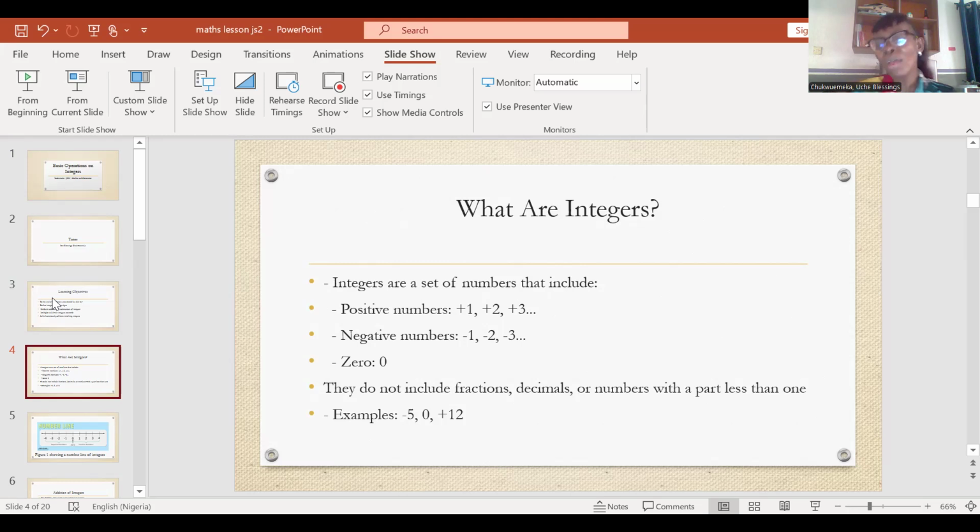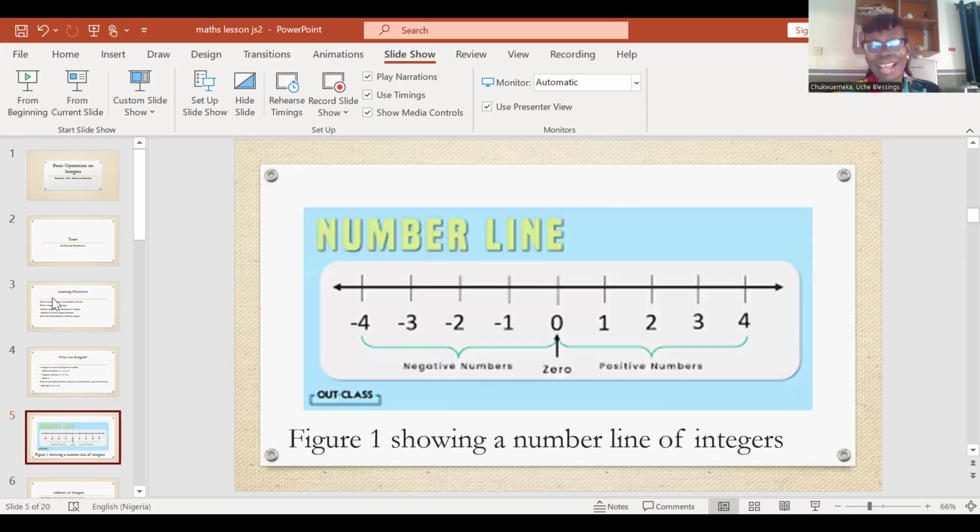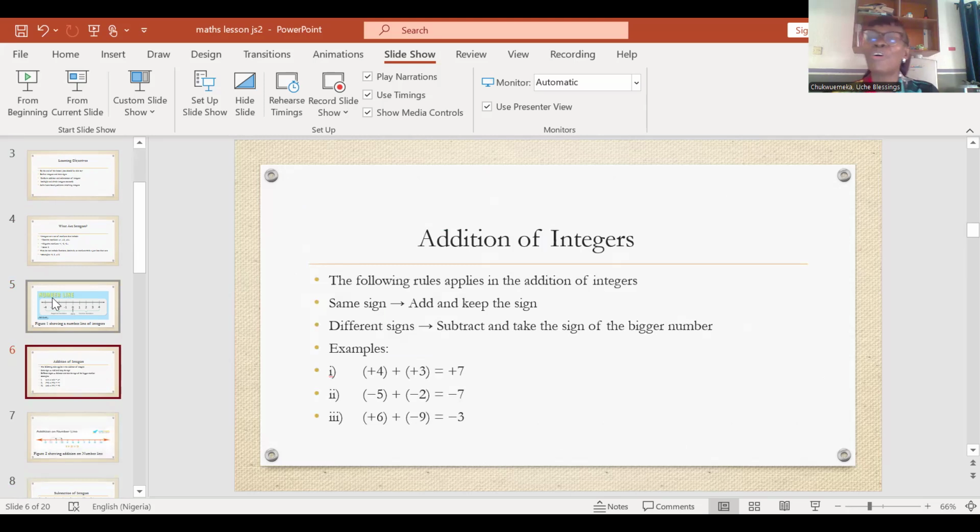What are integers? Integers are a set of numbers that include positive numbers, negative numbers, and zero. You have the positive numbers 1, 2, 3, and negative numbers -1, -2, -3. In this number line, I show the negative numbers on the left-hand side and the positive numbers on the right-hand side. This figure shows us the number line of integers. This number line is very key in adding and subtracting integers because it makes it very simple. So let's go to addition of integers.